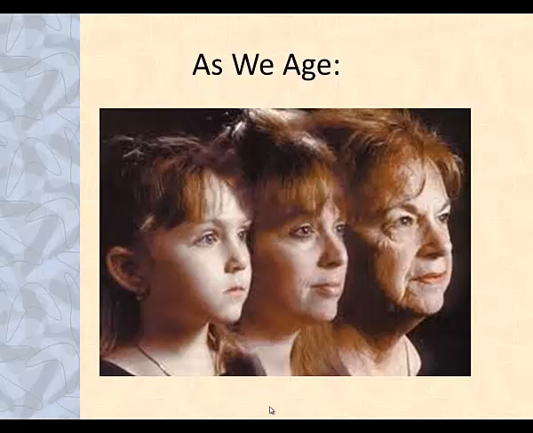Nails become thicker, thus more brittle. Hair will lose its pigment and thin. We develop benign skin growths or age or liver spots. And that happens largely because of our exposure to sunlight.